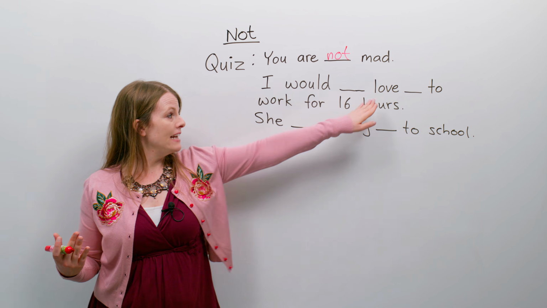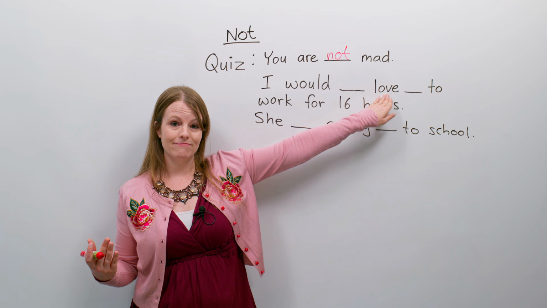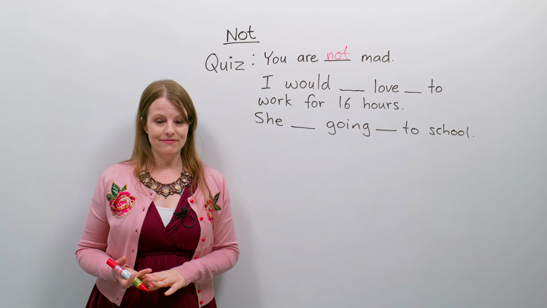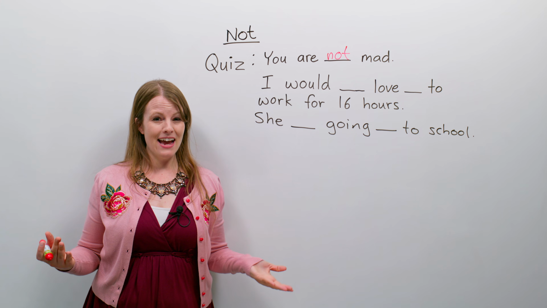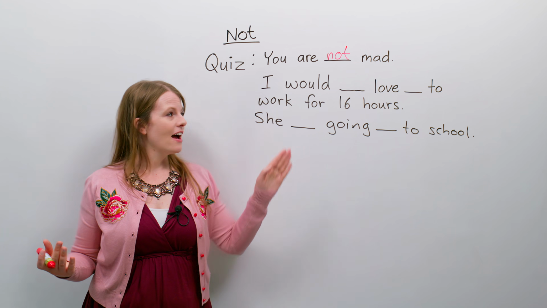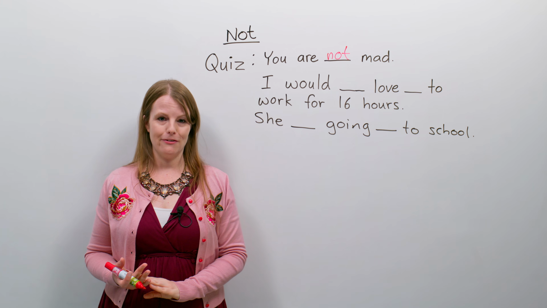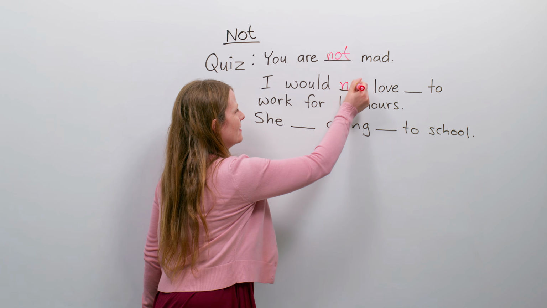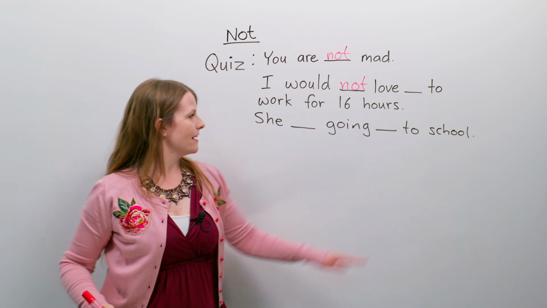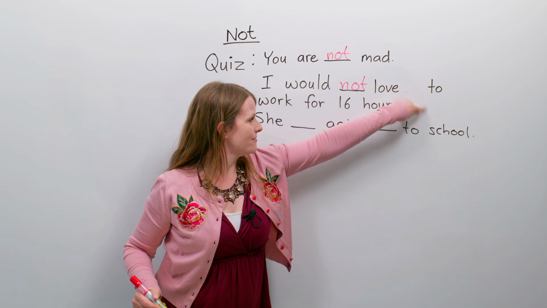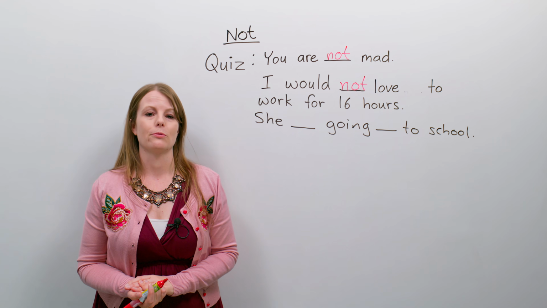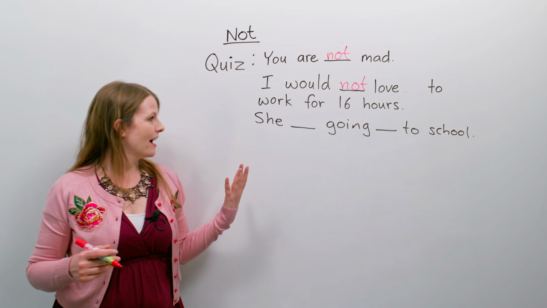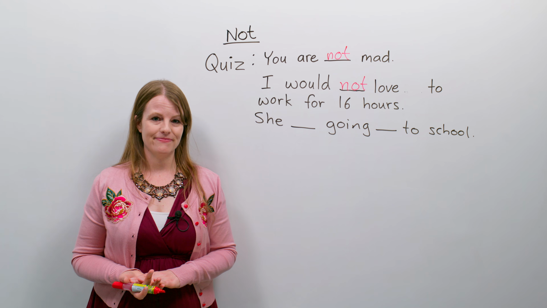So we have our main verb, love, and would is the helping verb. So we can say, I would not love to work 16 hours. And there's actually nothing here. Okay, I would not love to work for 16 hours. Or I can say, I wouldn't love to work for 16 hours.